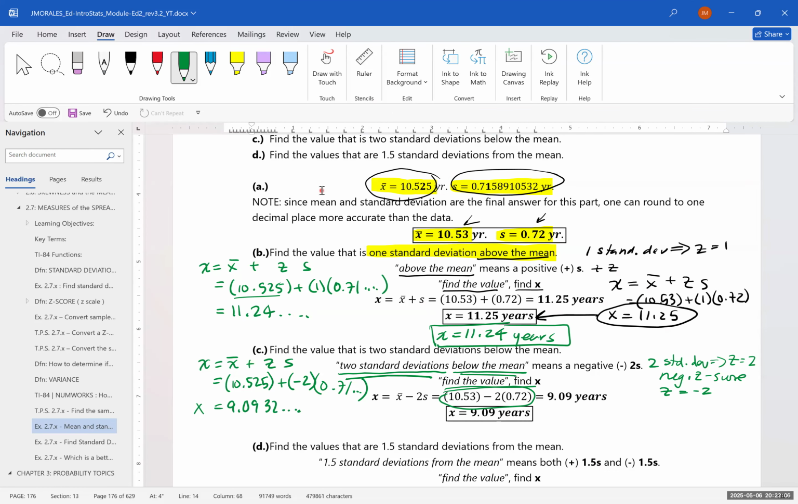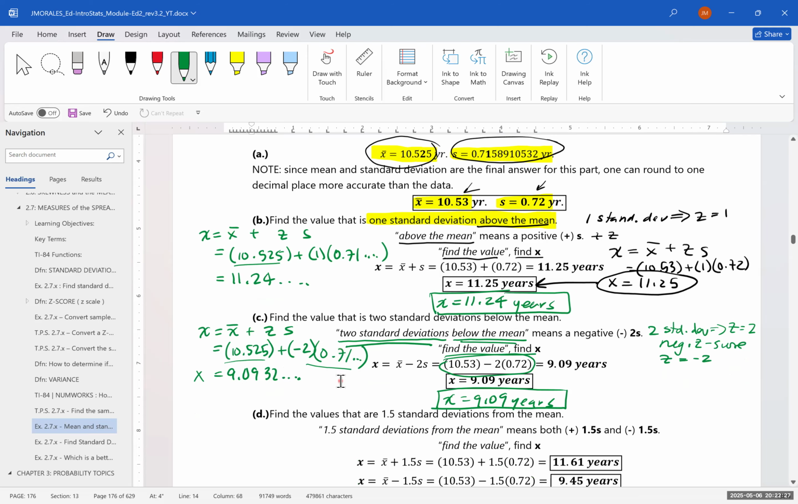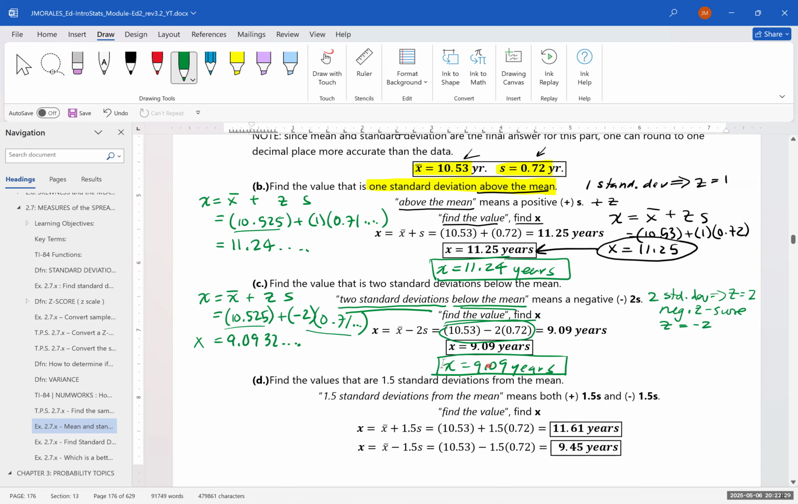9.0932, and it keeps going. So in this case, using rounded values didn't make a difference in the answer, but you can't always predict that. So it's always best to use, you know, as fully accurate values as you can using the calculator, and only round here at the very end.